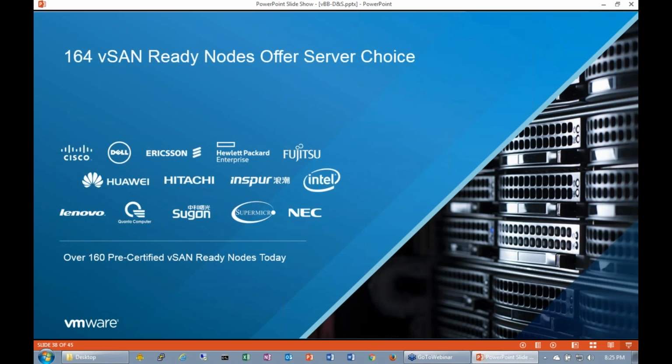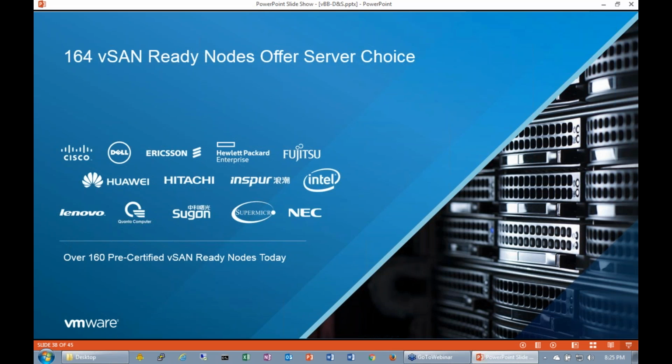Important thing to keep in mind is no matter what is important to you as far as the vendor of choice, if you like Cisco, if you like Dell, if you like Supermicro, Huawei, whoever your favorite server vendor is, we're probably going to have a ready node for you by them. So don't ever feel that the only choice you have when it comes to consuming vSAN is only Dell, or only HPE, or only Intel or other, right?